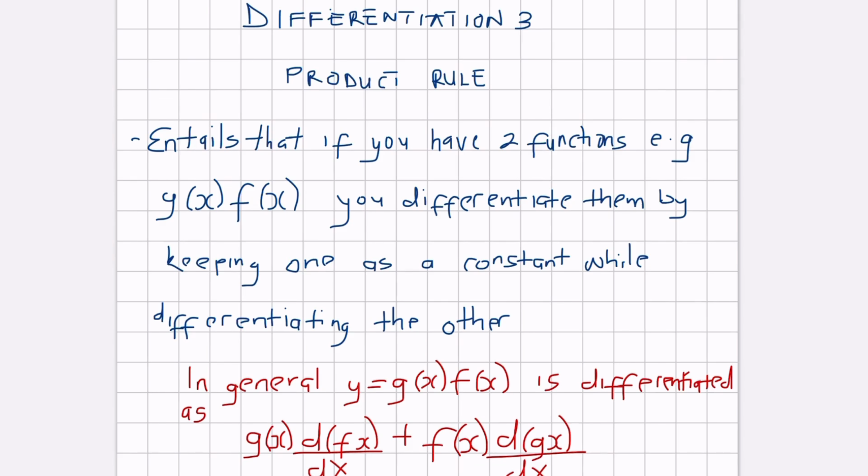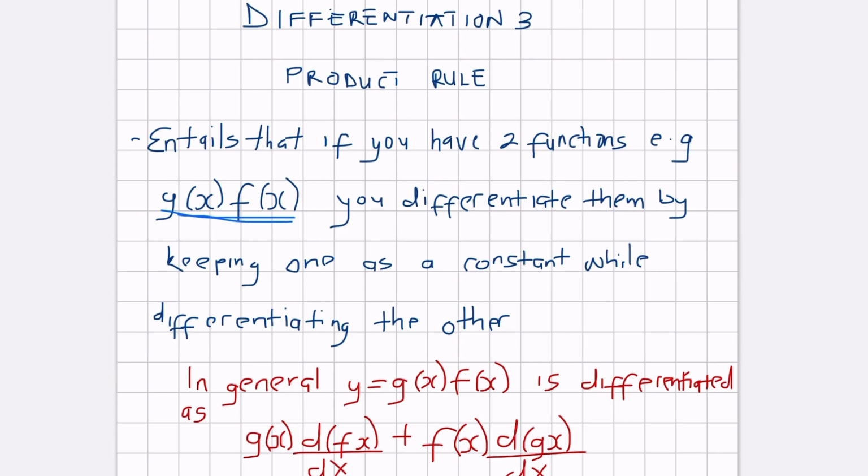So the product rule is applied when we have functions that are multiplied. So we've got two functions that are multiplied. For example, here I've said when we've got g of x multiplied by f of x, and you're asked to differentiate this, g of x and f of x, right? So this is where we apply the product rule when we've got functions of this form. So how do we go about differentiating?